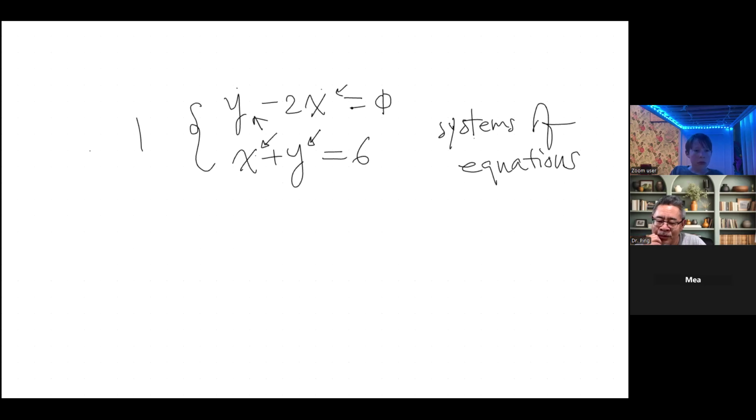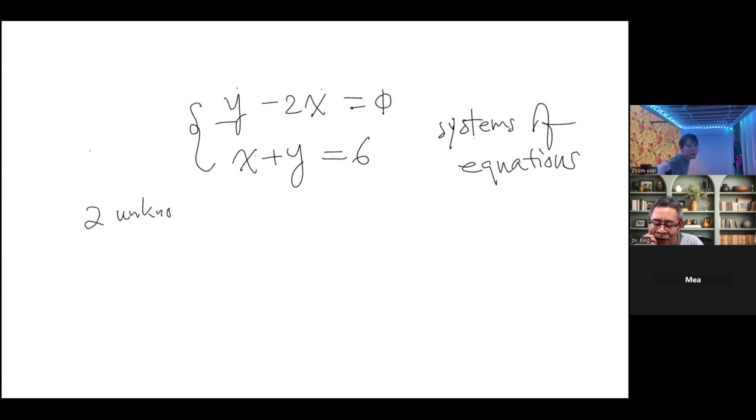So now, how do we solve that? Well, remember the rules we got here. We have the addition property and subtraction property. We have the substitution rules. So what we're going to do in order to solve that, we got two unknowns.